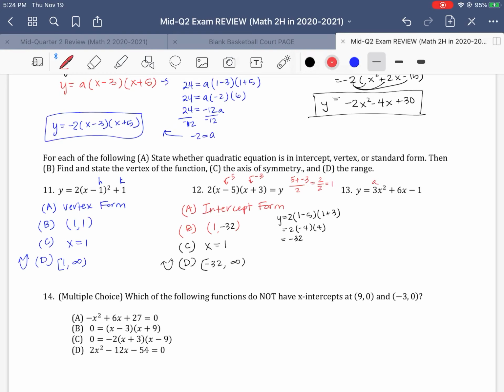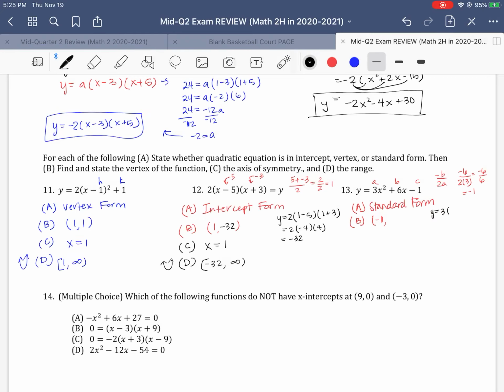Number 13, again, this one's in standard form. So this one has the a, b, and the c value. On this one, we use the negative b over 2a when we find the vertex, right? We know this one as standard form. Again, negative b over 2a, so that would be negative 6 over 2 times 3. That's negative 6 over 6, which is negative 1. So as my vertex, the x value is going to be negative 1.